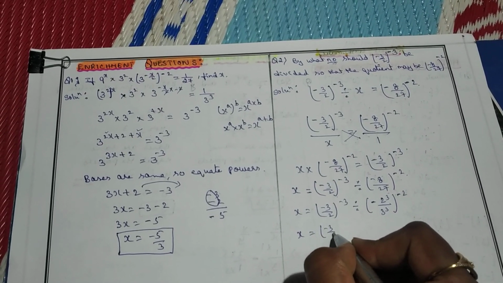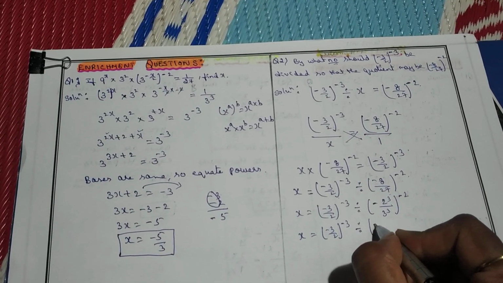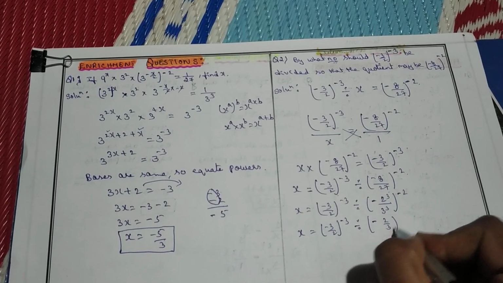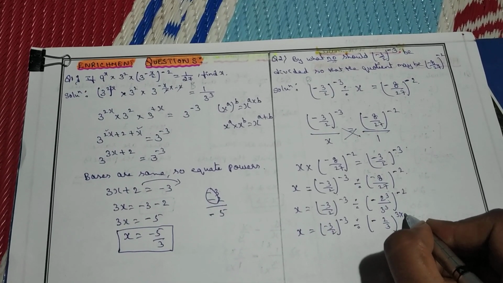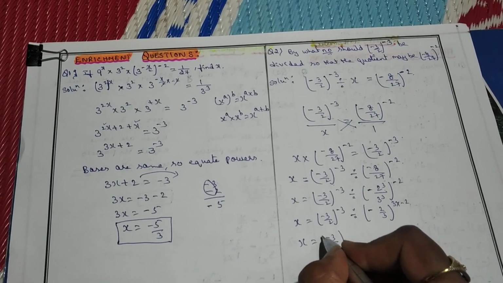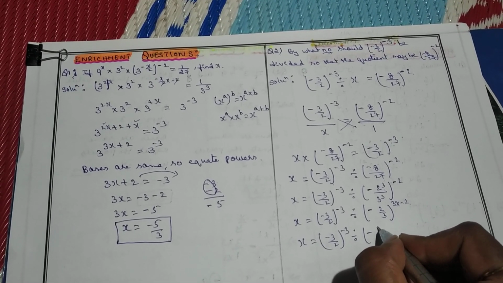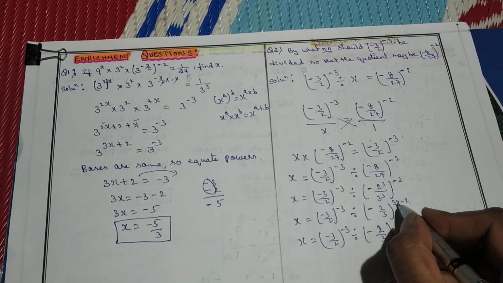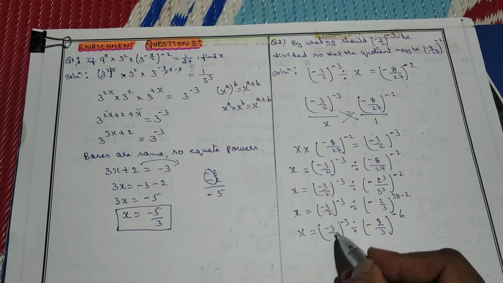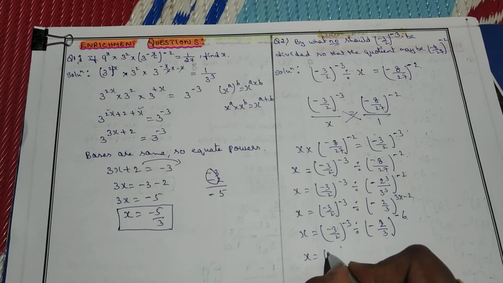Minus 3 by 2 whole to the power of minus 3 divided by minus 2 by 3 whole to the power of 3 into minus 2. 3 into minus 2 is minus 6. So x equals minus 3 by 2 whole to the power of minus 3 divided by minus 2 by 3 whole to the power of minus 6. But keep in mind, here I have minus 3 by 2, whereas here I have 2 by 3. So I'll take the reciprocal of the second term.